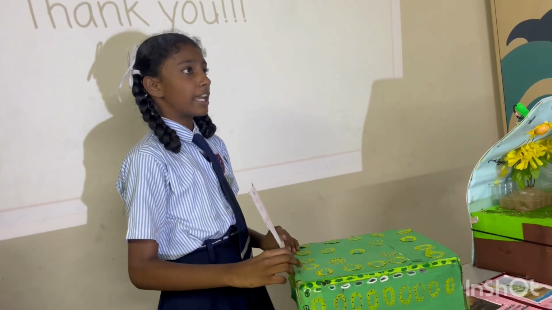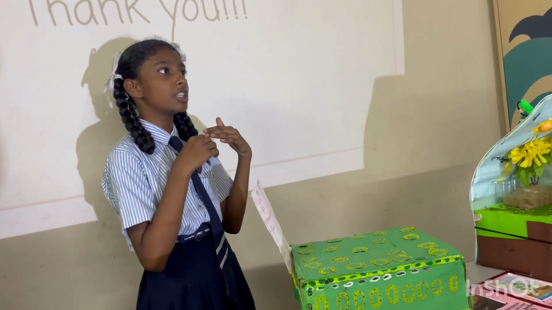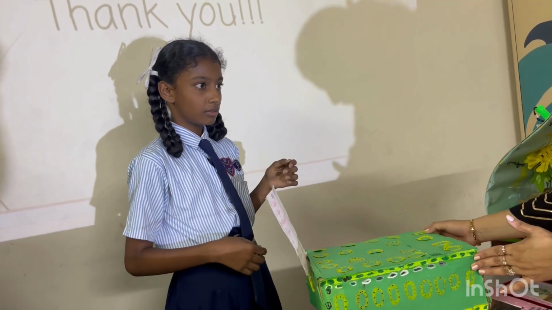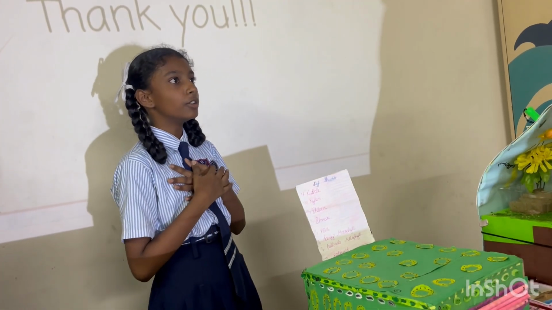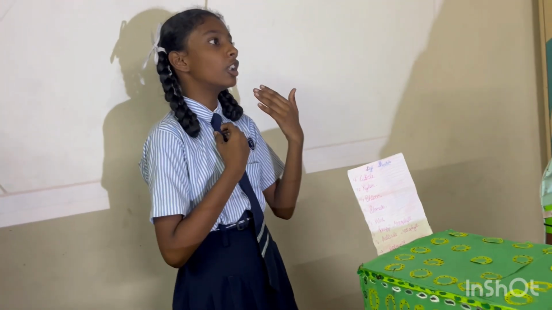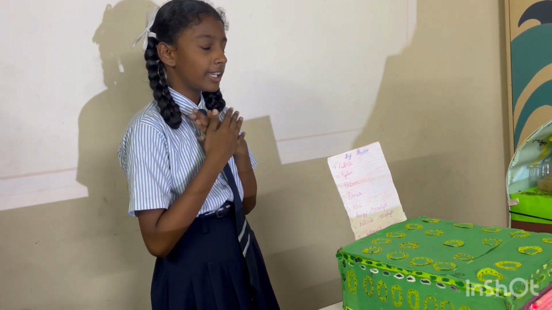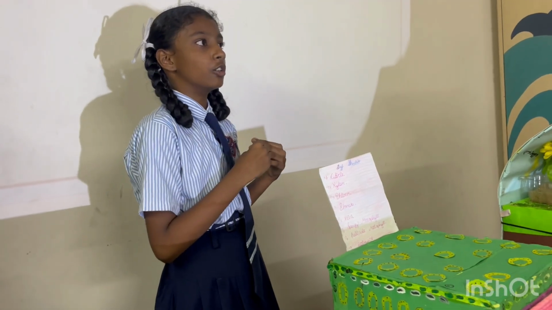Now, epidermis is the outermost layer of the leaf, and it covers the leaf so that it cannot dry out or get sunburned. It acts like a protective skin of the plant.